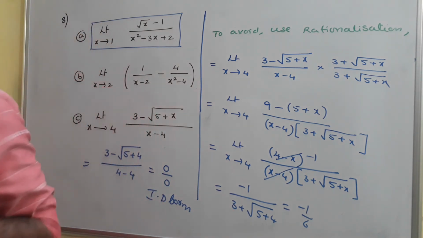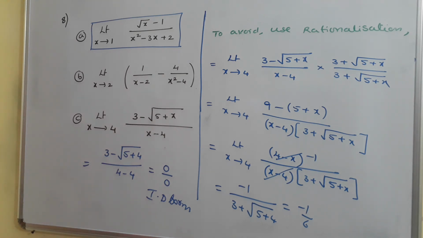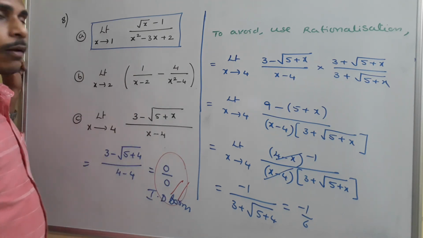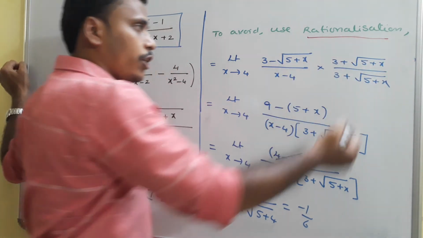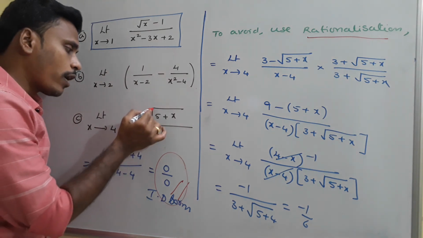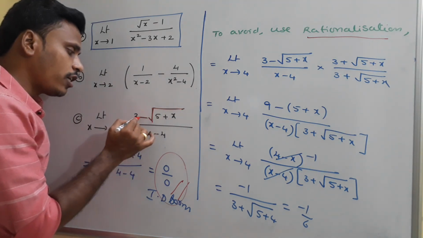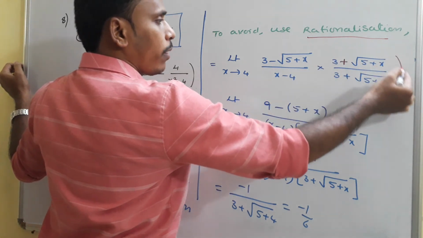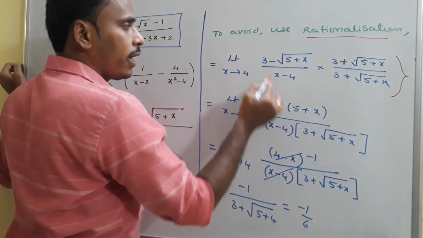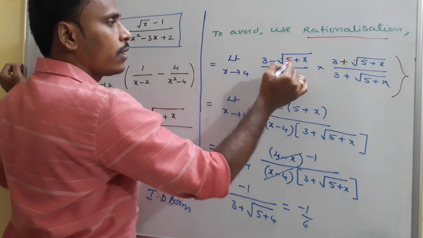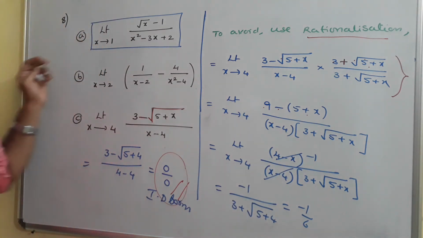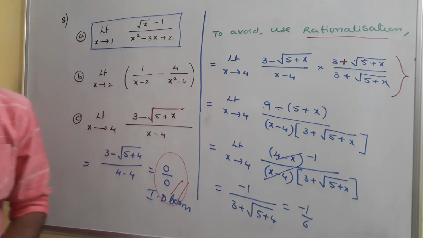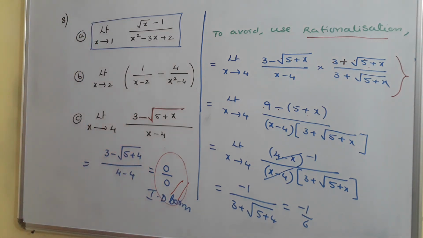Just have a look. When you directly substitute x as 4, that direct substitution will give us 0 by 0, an indeterminate form. To avoid it, use rationalization. Rationalization in the sense, since square root is involved in the numerator, you just change this sign, then multiply and divide by 3 plus root of 5 plus x. In the numerator, when you multiply, 3 into 3, 3 square is 9 minus root of 5 plus x whole square. On simplification, at the end your answer is minus 1 by 6. Okay? So this is the way of solving problems using any one of the algebraic tricks. Have a look.